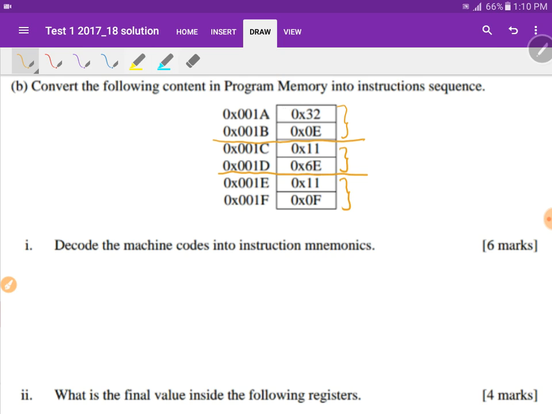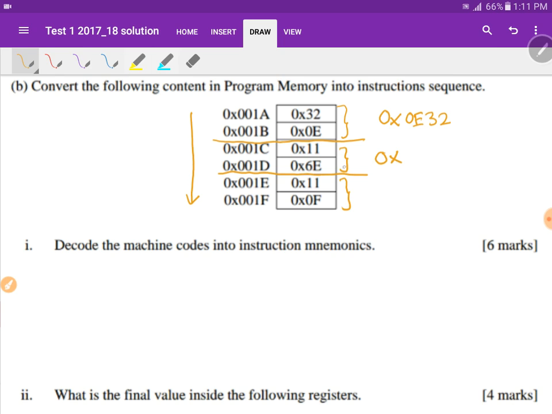Now you notice that the address is increasing as it goes down, so the smaller address is here and it increases as we go down. If you all remember, PIC18 is using the little endian method, which means the lower byte will be stored at the lower address and the higher byte will be stored at the higher address. So when we extract the information, the higher byte is at the higher address, so write that 0E, and then the lower byte is stored at the lower address, so we get 0E32. This is the first instruction.